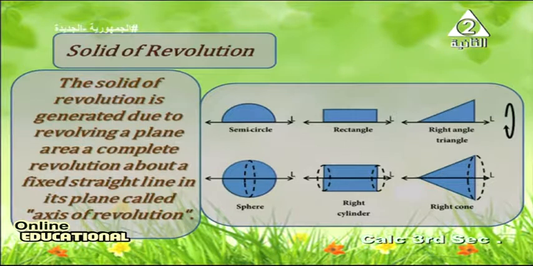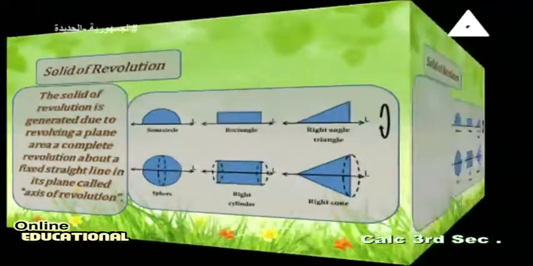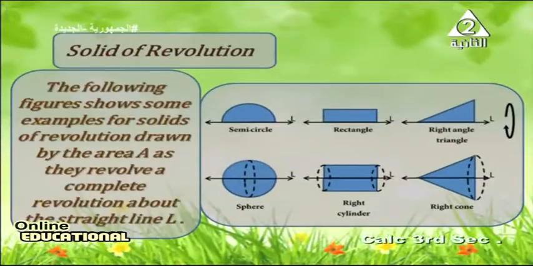Then the solid generated by revolving the plane area about a straight line in its plane. Now, the following figures show some examples of solids of revolution drawn by the area A as it revolves a complete revolution about the straight line L.